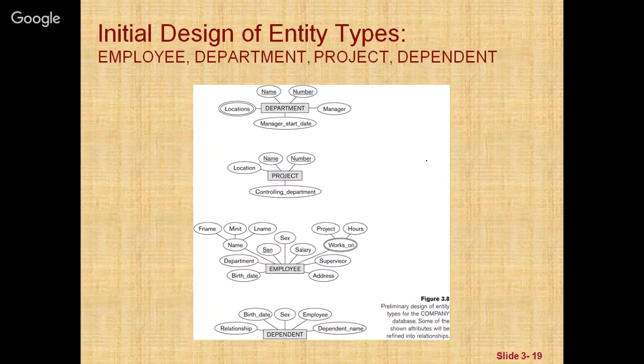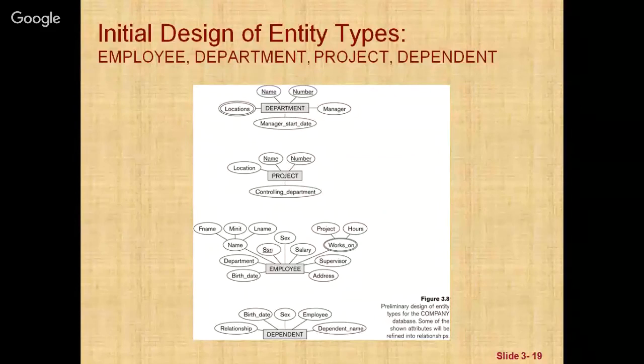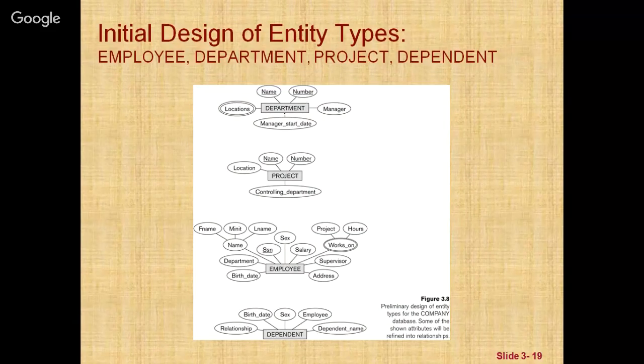So an entity type department with attributes such as name, number, manager, manager start date, and location. So here location is the only one with multi-valued attributes. So we can specify that both name and number are separate key attributes, because each was specified to be unique. So name and number.